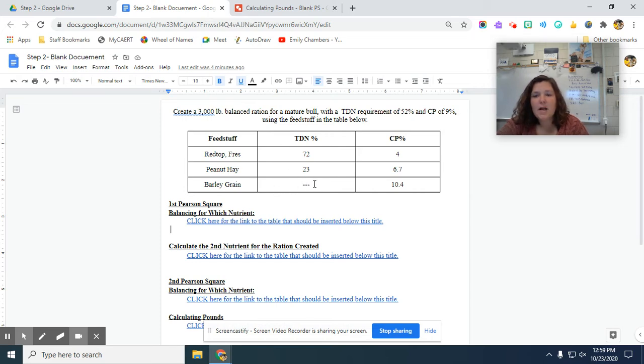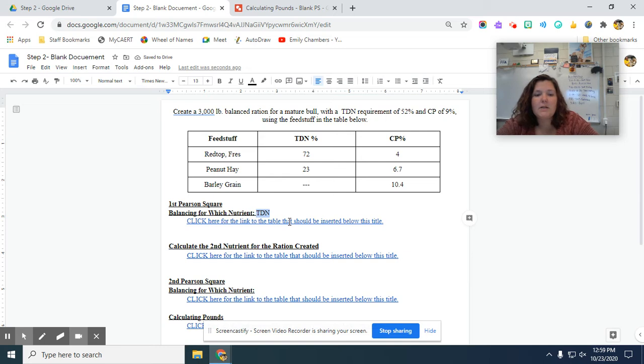Barley grain, you can see there's a line in it. Normally it doesn't have a line in it, but just for simplicity, the line means that you're not going to use that feed ingredient. So at this time, we are not using barley grain. We're going to stick solely to red top and peanut hay. So that's going to be our first Pearson square, okay? And this first one, we are balancing specifically for TDN. And I'm going to type that in there. That way I know, okay, we're balancing for TDN.